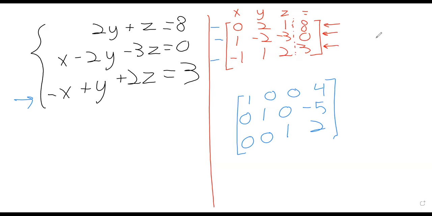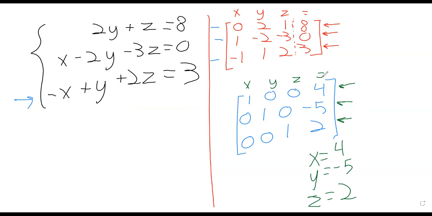And now in this reduced matrix, these rows still correspond to variables, these columns do, except for the last column, which is a quality. And these rows still correspond to equations, but now the equations are so simple we can solve for x, y, and z. The first row says that x plus 0y plus 0z equals 4. So x equals 4. That second row, y equals negative 5. That third row, z equals 2.